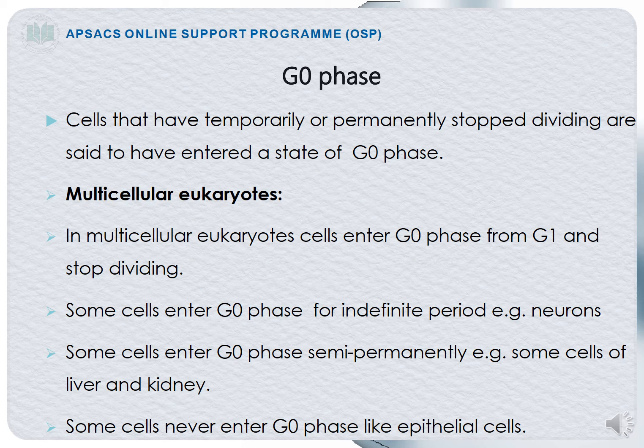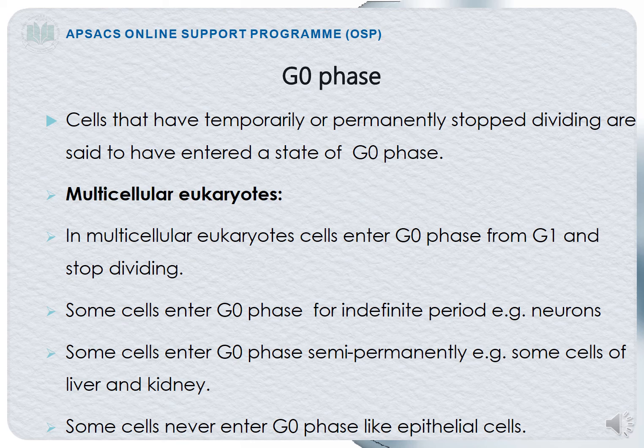Now at the end, I will be telling you about the G0 phase. What is the G0 phase? G0 phase is that phase where a cell will permanently or temporarily enter, but only those cells which are not able to divide or which stop dividing, so they will simply enter into the G0 phase. We have some kinds of cells that enter into the G0 phase either permanently or temporarily or for an indefinite period of time.